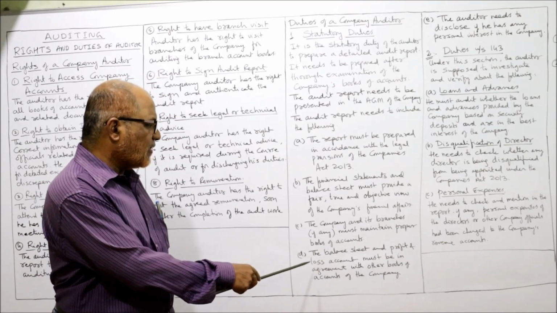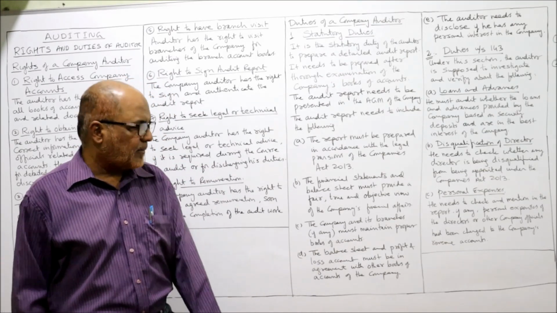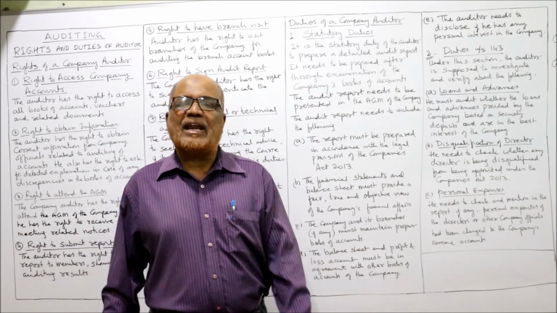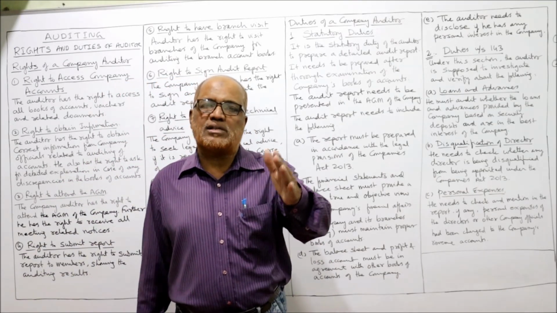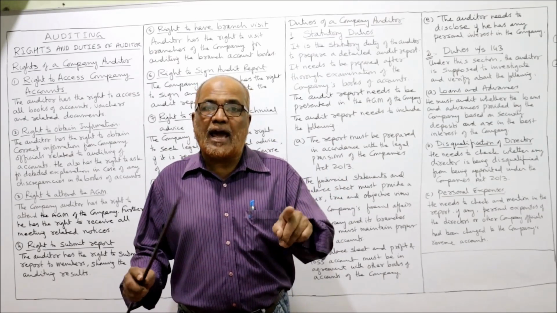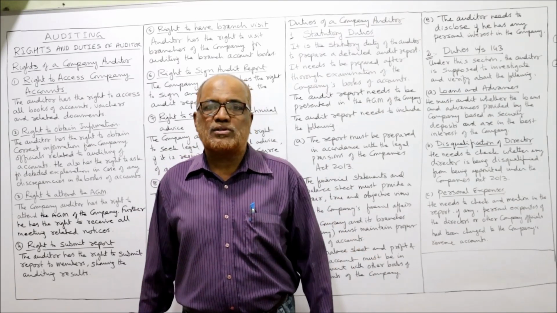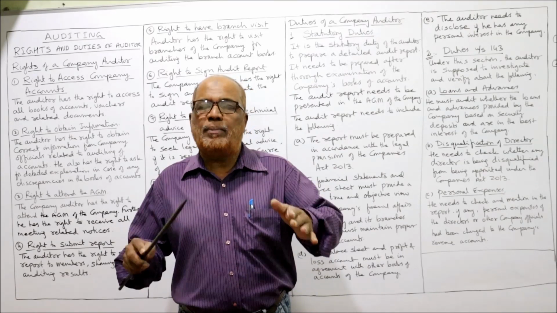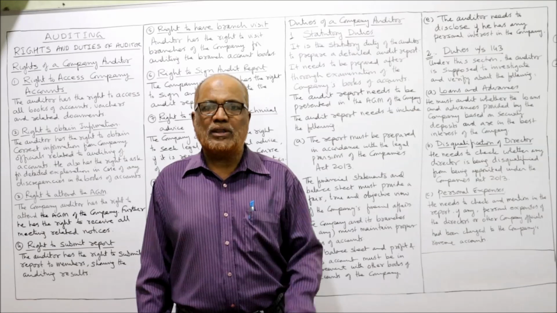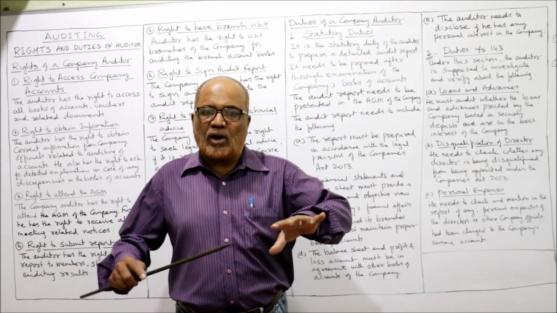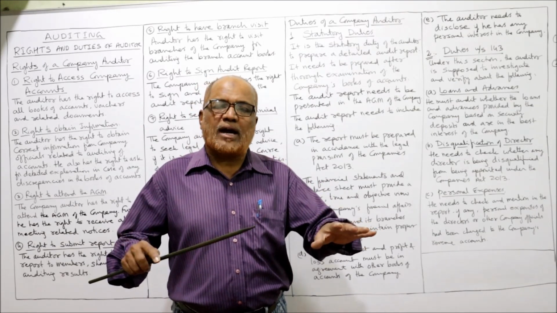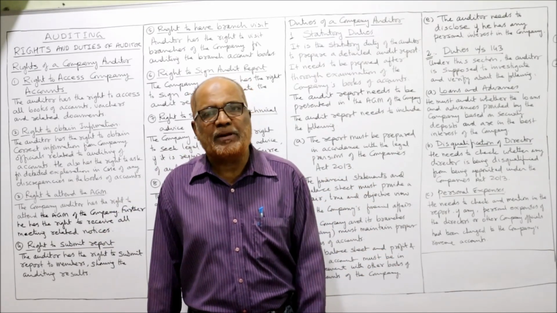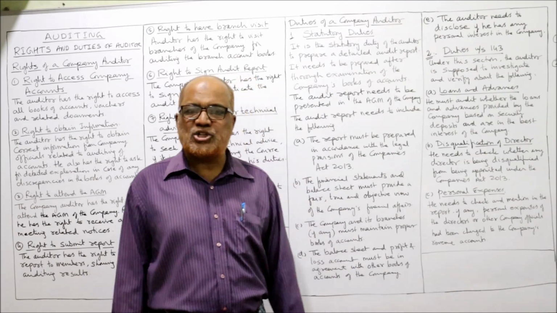Then the balance sheet and profit and loss account must be in agreement with the books of accounts of the company. That means the ultimate financial statements, that is the profit and loss account and balance sheet, are in agreement with the books of accounts. That means the financial statements are prepared on the basis of the books of accounts. So whatever accounting information is provided in the books of accounts is reflected in the financial statements of profit and loss account and balance sheet.